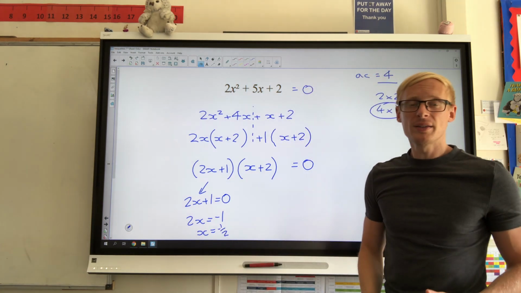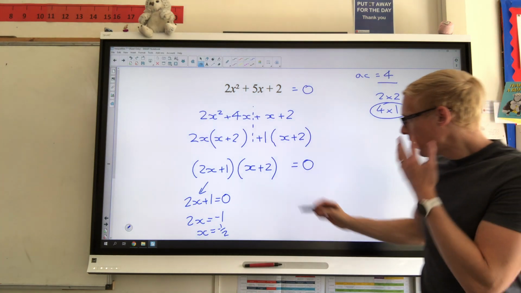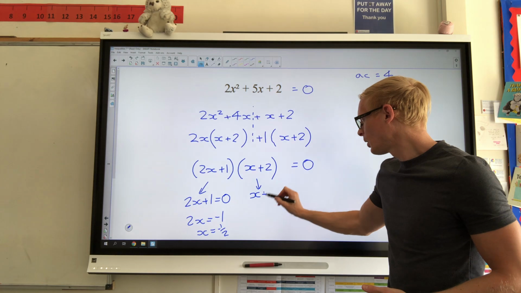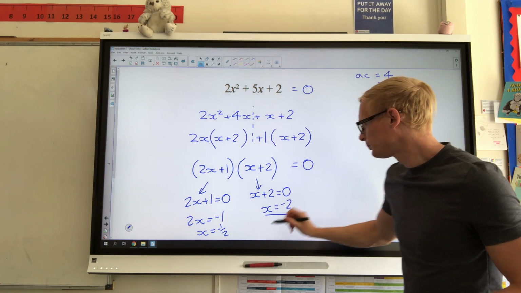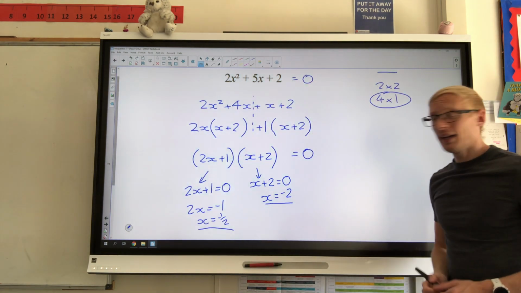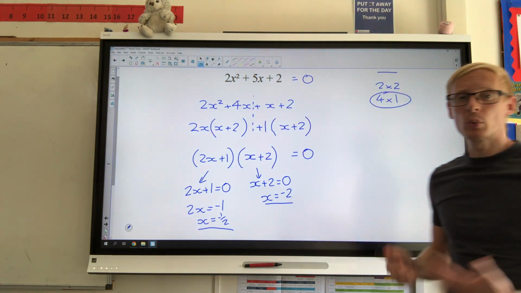Now you can write that as a decimal if you want, but I think I prefer it as a fraction for the moment. This one is the more straightforward kind of bracket, so x plus 2 equals 0, x equals negative 2. So now, again, very similar to the last lesson in as much as now we've got our solutions, we need to sketch it.